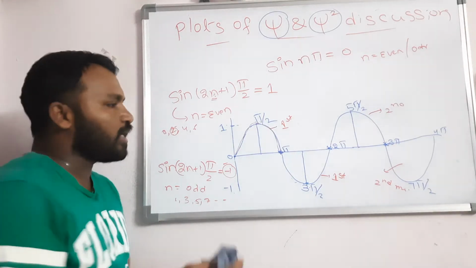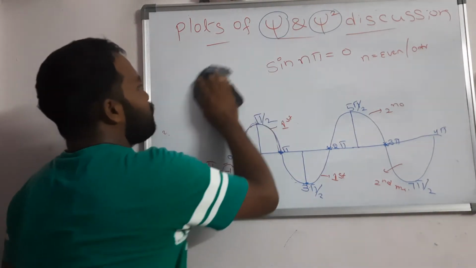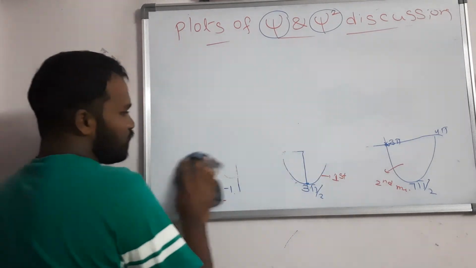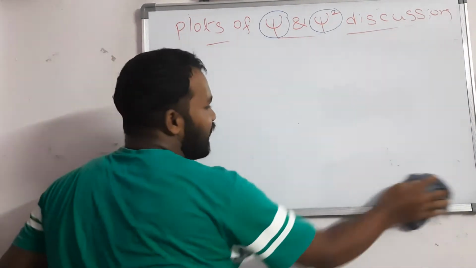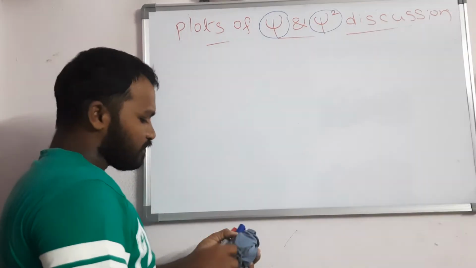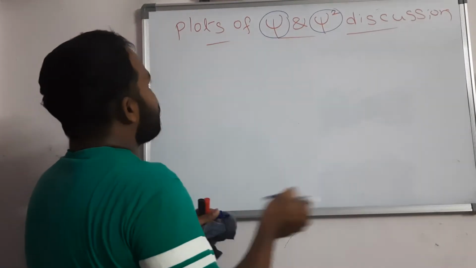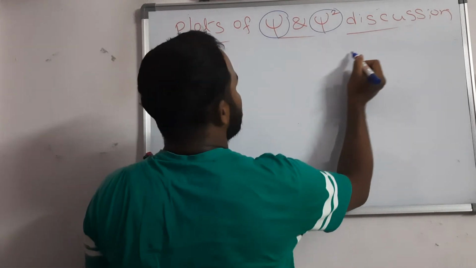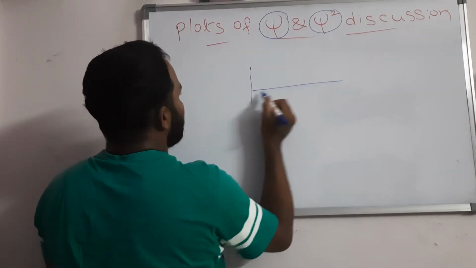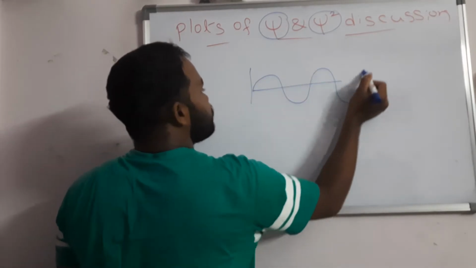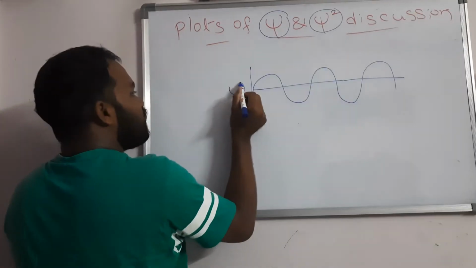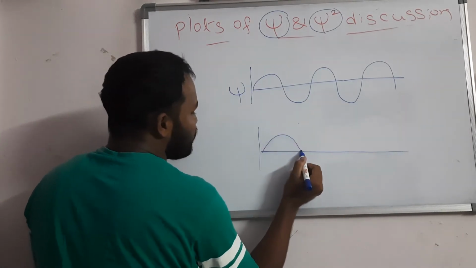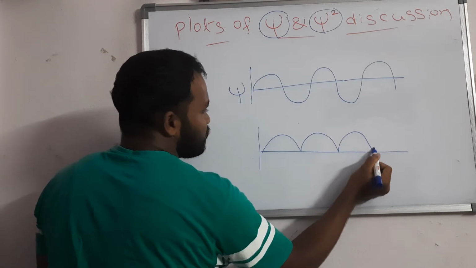So now I am going to enter into the exact topic. Before this you should know: plots of psi and psi square. Psi means wave function. Psi square is the probability of finding the electron. So here you should write: psi is the wave function, psi square is the probability of finding electrons.